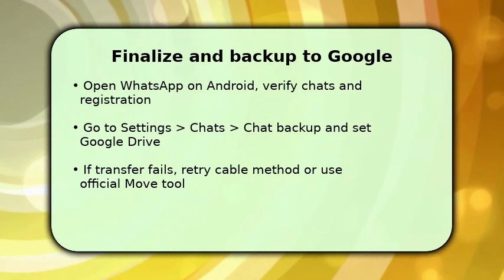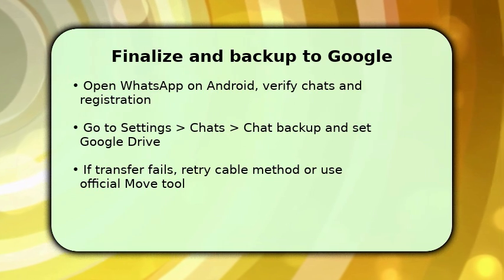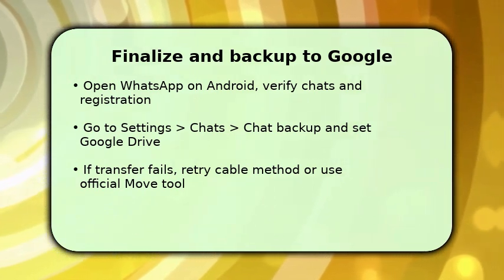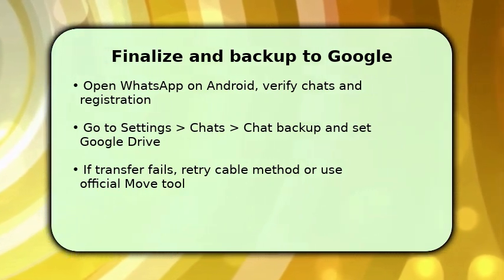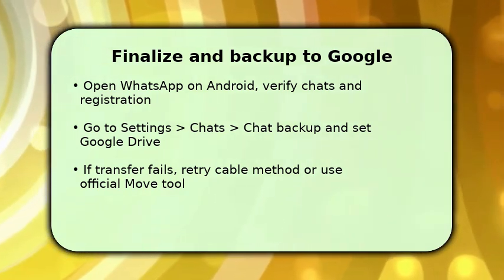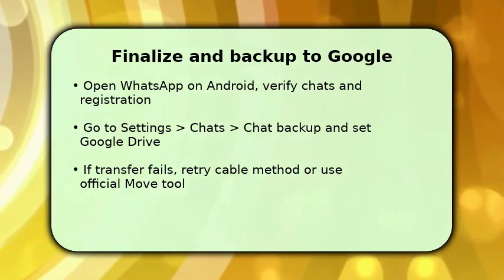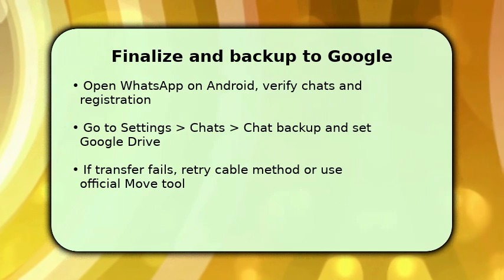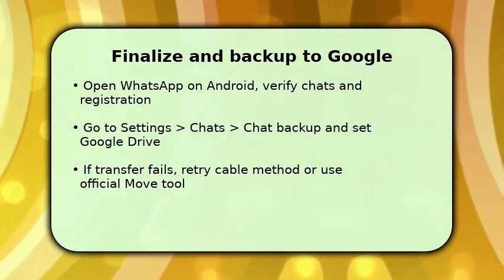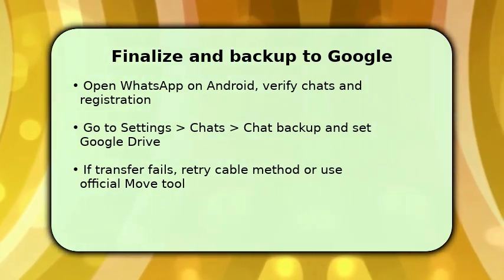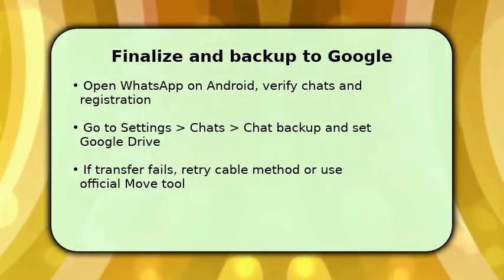You finish by registering WhatsApp on Android with the same phone number. After registration, the app will detect the transferred chat history and complete the import. Once your chats are present, go to WhatsApp Settings, Chats, Chat Backup, and choose Backup to Google Drive, selecting the Google account you prepared. If something goes wrong, try the cable transfer again or use the official Move to Android transfer utility. Make sure both devices have enough battery and storage, and retry after rebooting both phones.